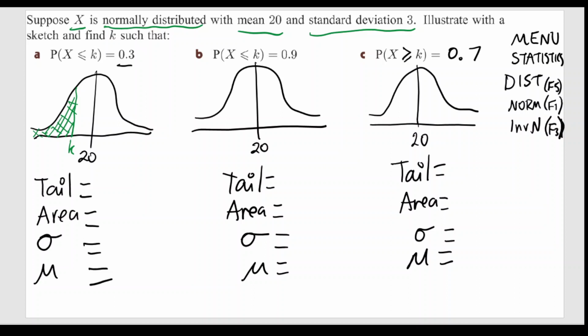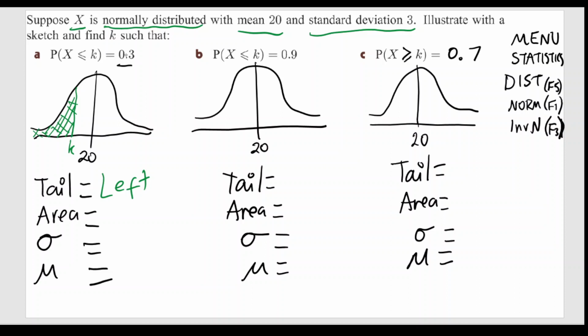To get to that point, we need to go to the menu. We're going to go into the statistics. We're going to hit distribution or dist, which is F5. We're going to hit norm, which is F1, and then we're going to hit InvN, which is inverse normal, and that's F3. So the 4 things that we need, we've got the tail. The tail represents which side of the graph it is tailing off to. So it's tailing off to the left here. So we're going to write that in.